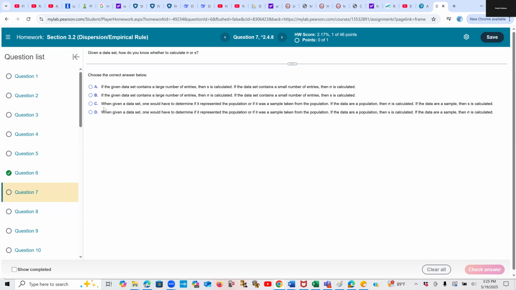Same with B. And then C says, when given a data set, one would have to determine if it represents population or sample. If the data is population, then sigma is calculated, and if it's sample, then S is calculated. That's correct.